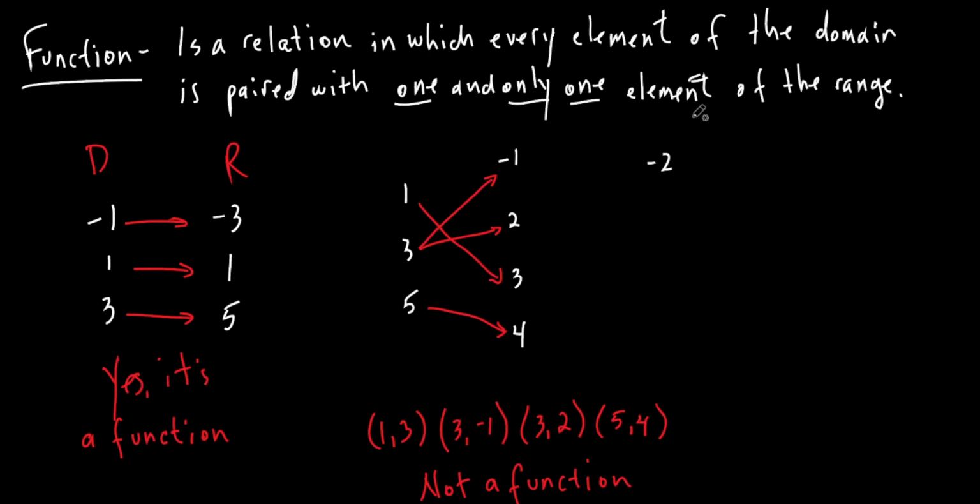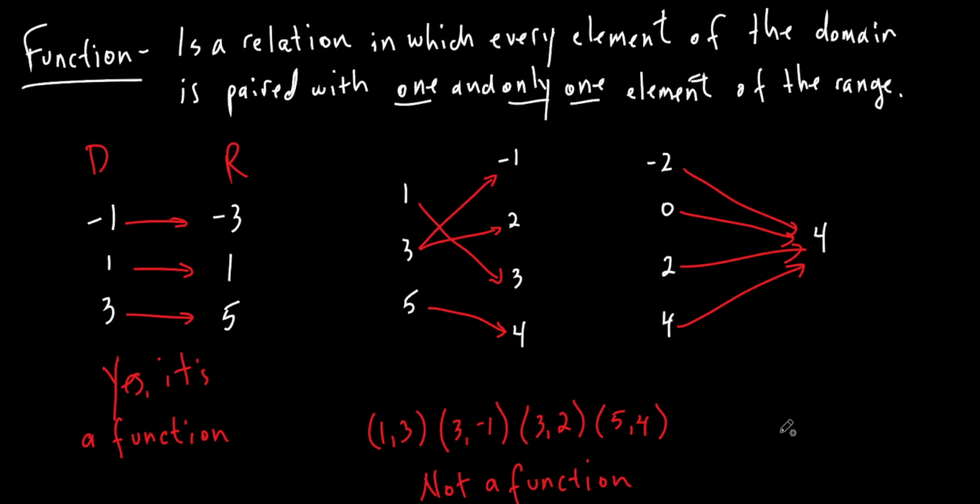This has negative 2, 0, 2, and 4, and we only have one thing in the range. But watch this. Negative 2 maps to 4, 0 maps to 4, 2 maps to 4, and 4 maps to 4. They all go with that.